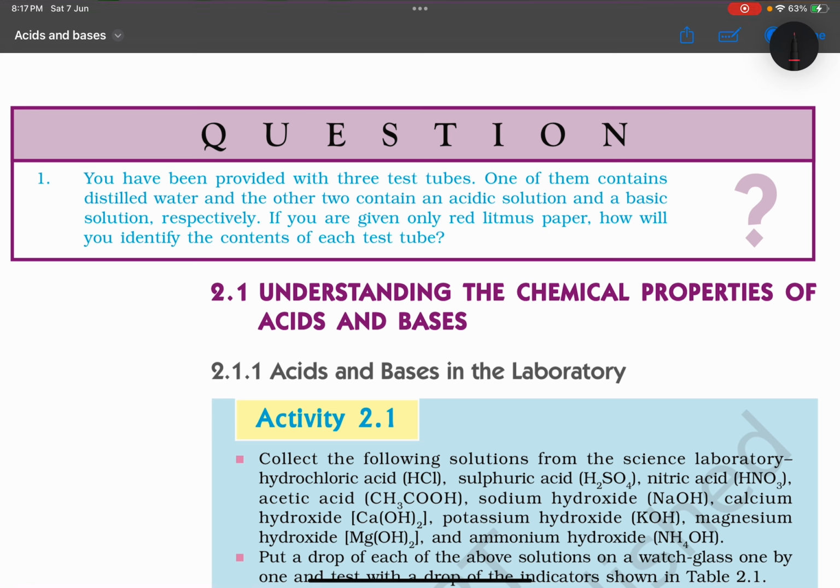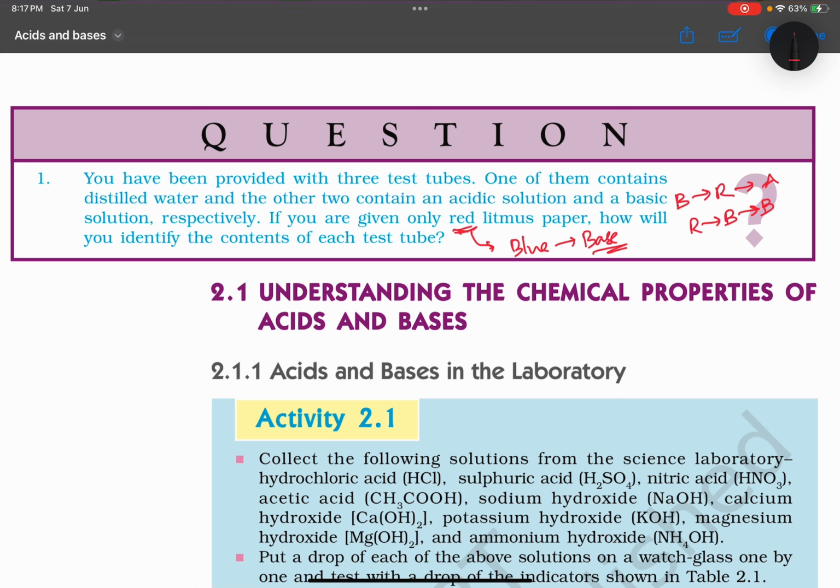Red litmus paper, blue litmus paper: blue to red is acid, right? Red to blue is base. Red is given. If the red turns into blue color, then that is base. This is the only one that you can do.